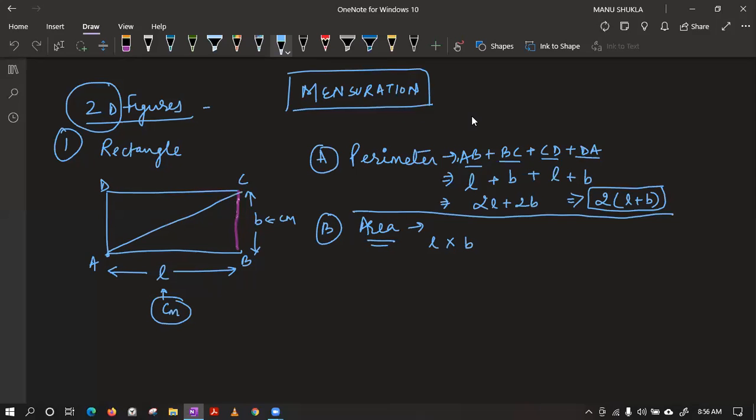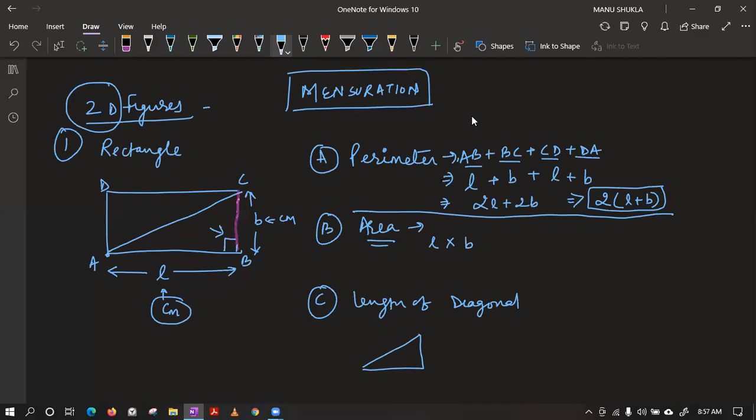Ananya, L square plus B square, very good. One thing is written, yes, we will use Pythagoras theorem to find the length of this diagonal. So we all know in a rectangle, all the angles are right angles. So we can take this as a right angle triangle.